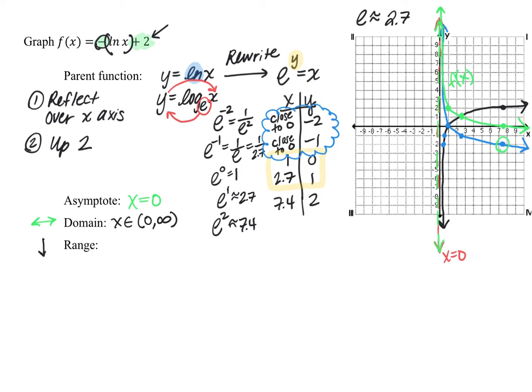And then our range, which is lowest to highest, all of the y values. This graph goes down forever and also goes up forever. So the range will be all of the y values from negative infinity to positive infinity.